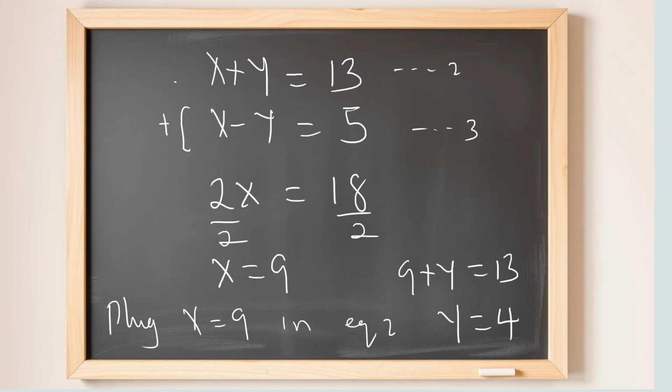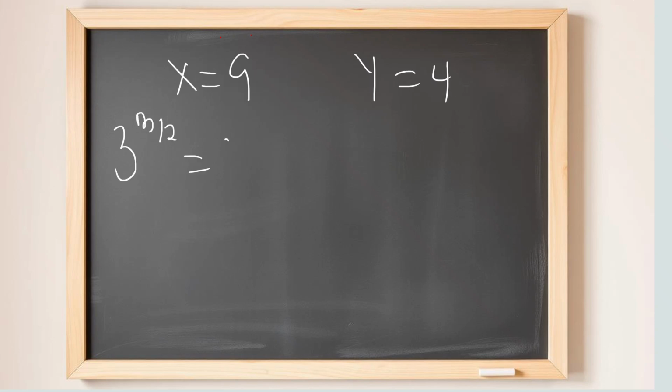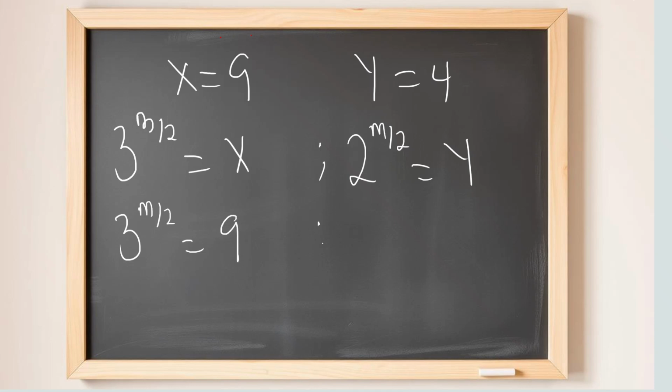Now, recall that x is equal to 9 and y is equal to 4. Going back, recall that 3 to the power of m over 2 is equal to x, and 2 to the power of m over 2 is equal to y. Now, let's plug in. 3 to the power of m over 2 is going to be, the value of x is 9. Or simultaneously, 2 to the power of m over 2 is going to be 4.